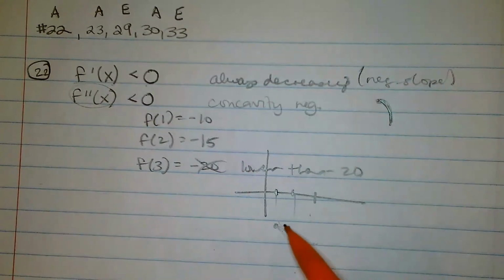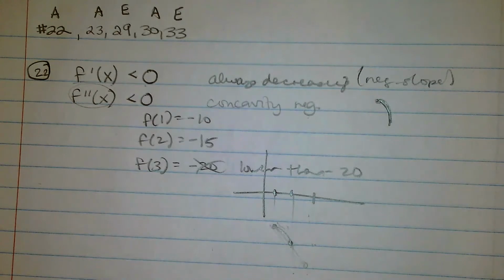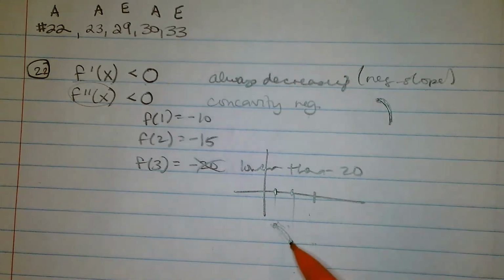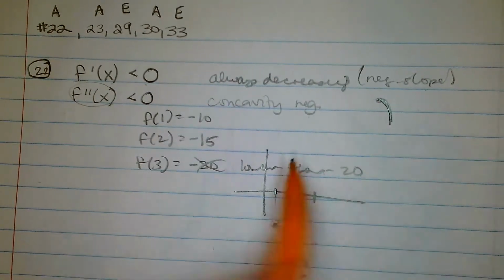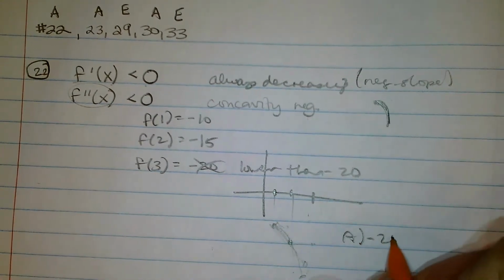Because again, if it was exactly negative 20, then it would be linear, and that's not concave. There's no curvature there at all. There's no concavity. Or the concavity would be 0. So it's got to get even lower. And the only thing lower than negative 20 is option A, which is negative 25.